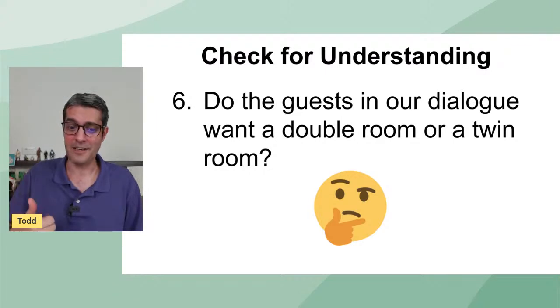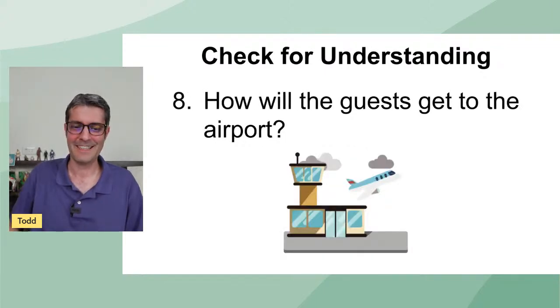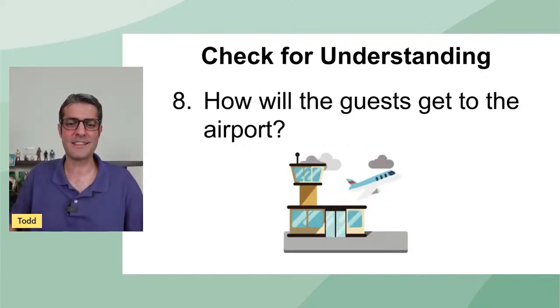And this is from the dialogue. Do the guests in our dialogue want a double room or a twin room? What did the guest order from room service? Hmm. How will the guests get to the airport?